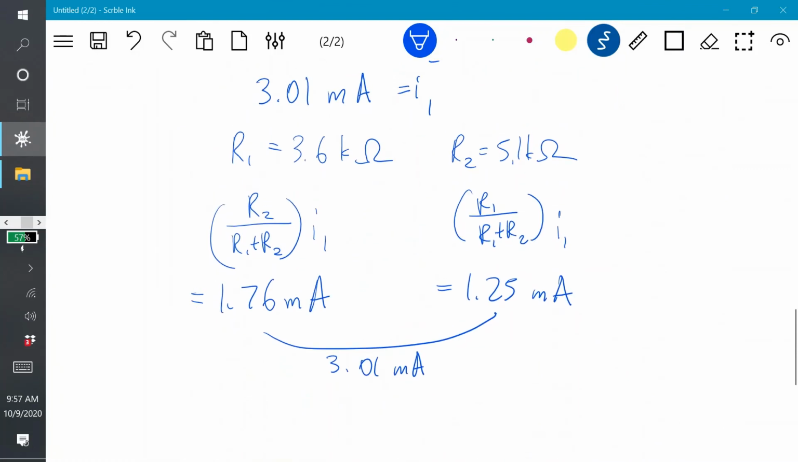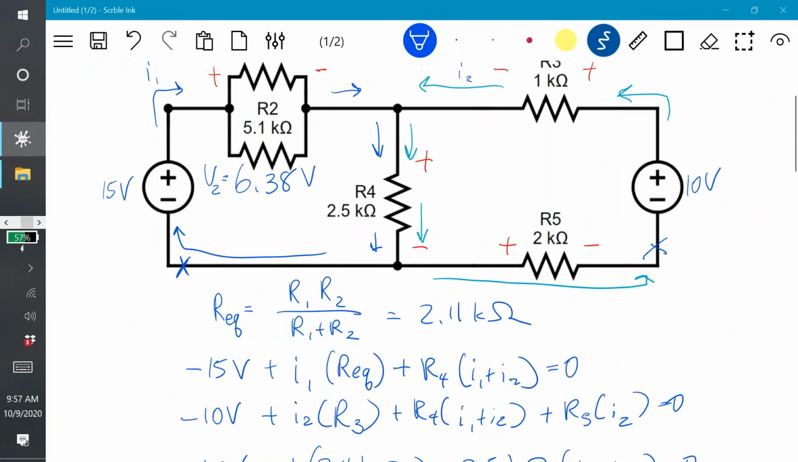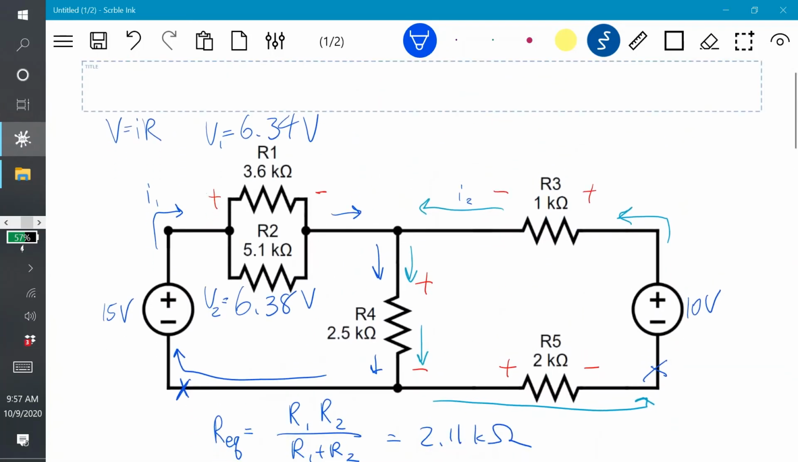Let's see, 5,100 times 1.25 gives us 6.38 volts. And they're about the same. I think there might have just been some rounding errors that happened. So we can see what the actual voltage is when we measure it in Tinkercad.